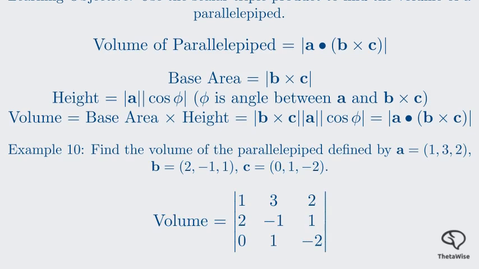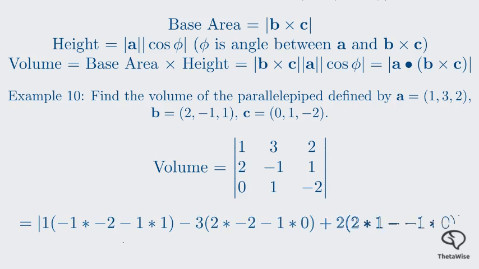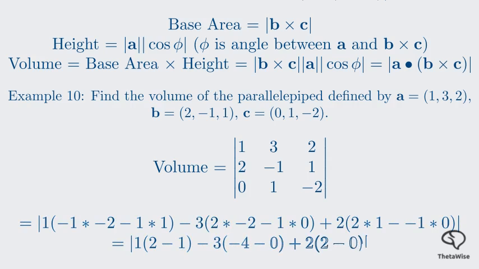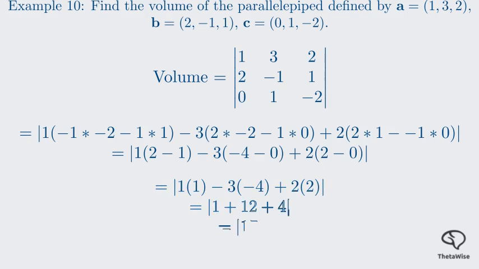We'll use the cofactor expansion along the first row. This gives us 1 times the determinant of 1, 1 over 1, 2, minus 3 times the determinant of 2, 1 over 0, 2, plus 2 times the determinant of 2, 1 over 0, 1. Simplifying the expressions inside the absolute value, we get 1 times 1 minus 3 times 4 plus 2 times 2. This is 1 plus 12 plus 4, which equals 17. The volume of the parallelepiped is 17 cubic units.